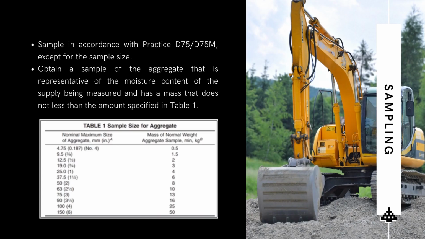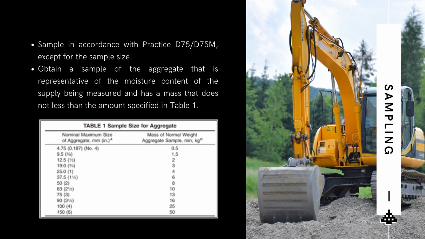Let's proceed with sampling. Sample in accordance with practice D75 or D75M except for the sample size. Yung D75, yun yung standard practice for sampling aggregates na diniscuss nung unang mga reporters. Dito papasok yung acceptance or rejection of material, and dito rin yung mga different ways kung paano ka kukuha ng sample.